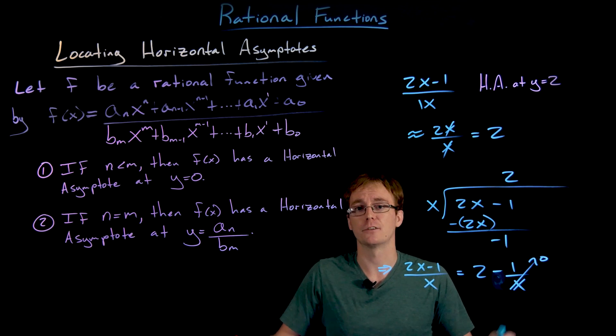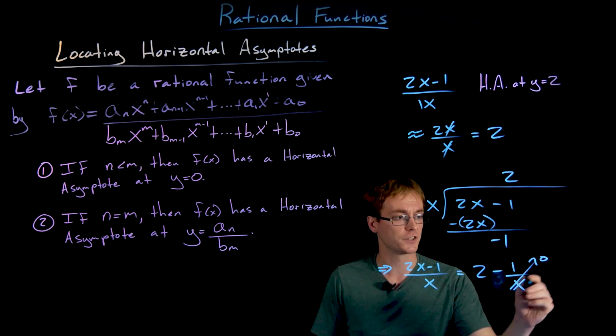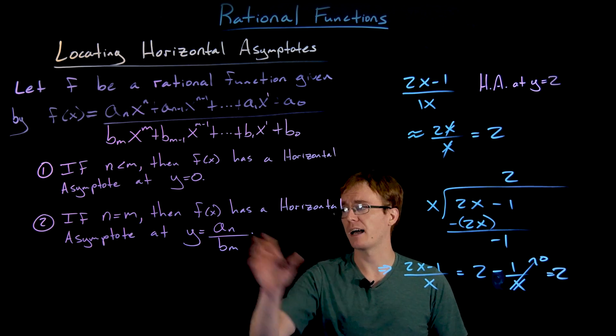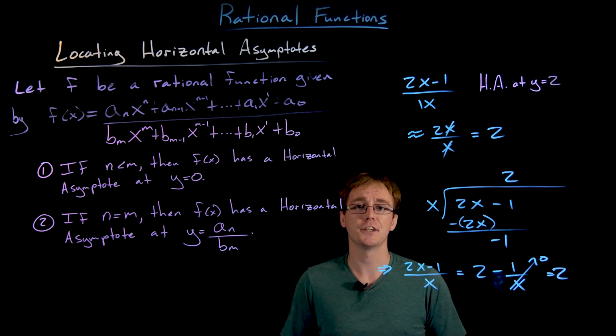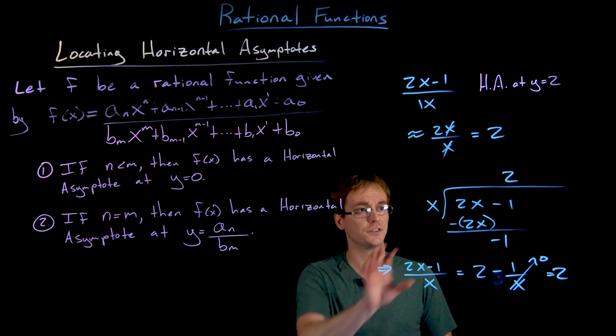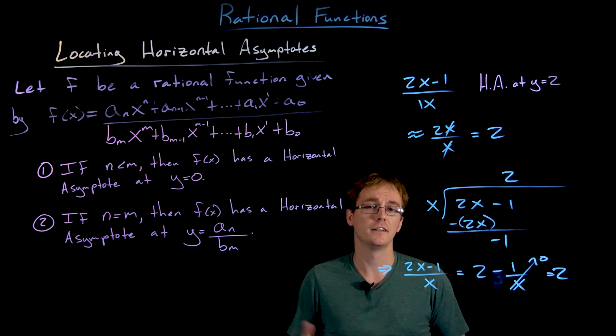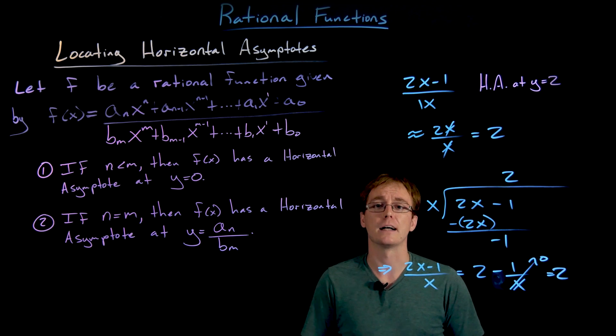And what happens to the constant number of 2 as we plug in larger and larger values of x? Absolutely nothing. It's a constant, right? Plugging in different values of x doesn't change this thing, so it's always just equal to 2. And that's always how we can kind of think of the second case here. Although once we recognize the second case, you definitely don't want to go through all this division process. Just take those leading coefficients, take their quotient, and you got your horizontal asymptote.